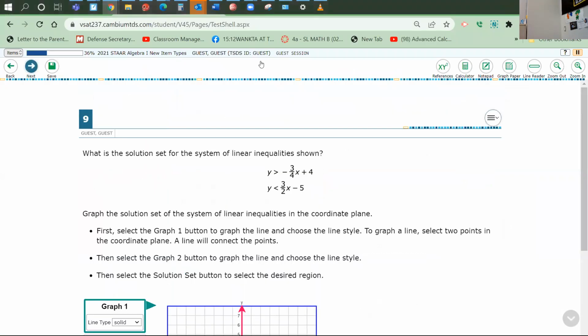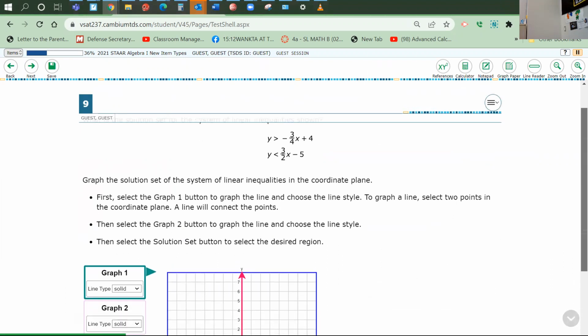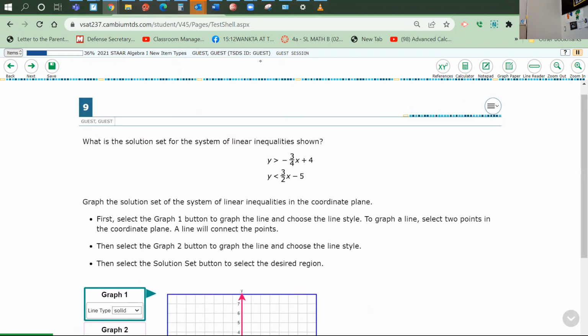Where we're at, number 9. Ooh, got more to go. All right, let's look at this one. Again, it's asking you to write the solution set. To write a solution set, you got to graph these lines.